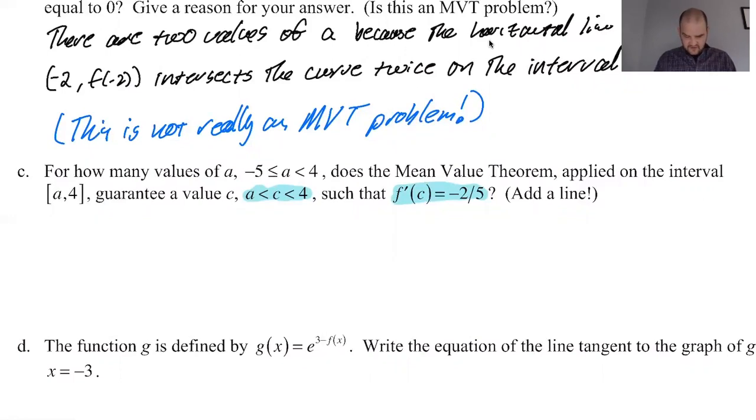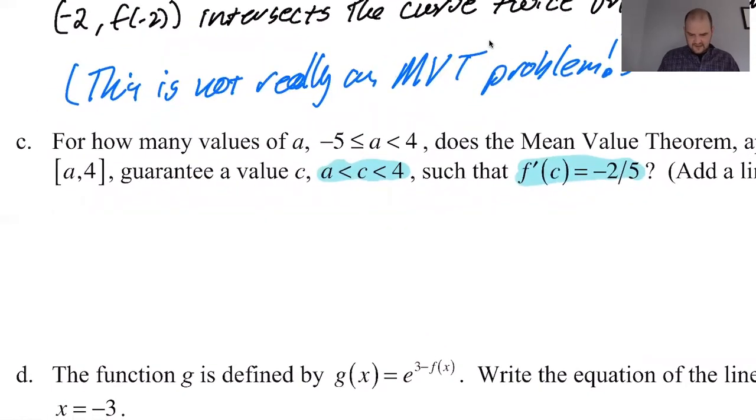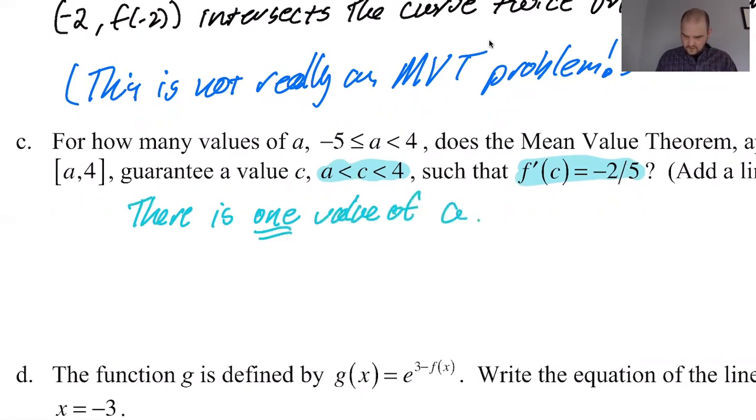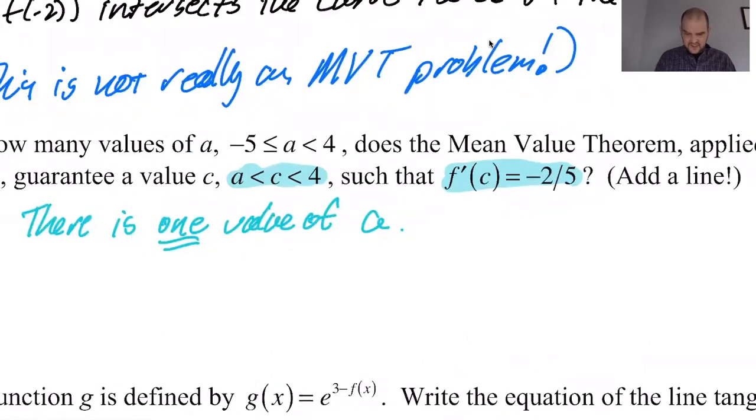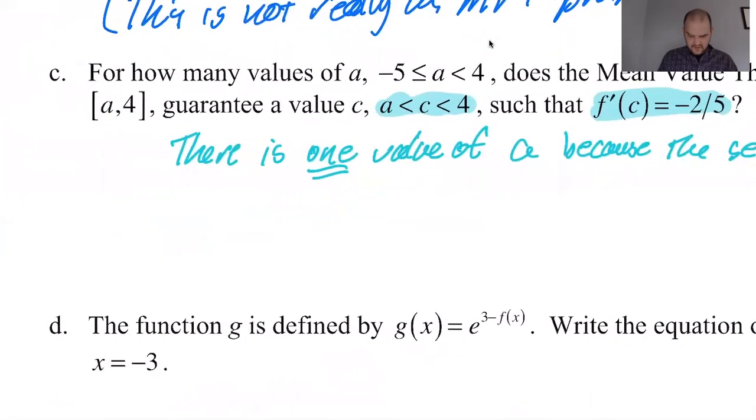All right, so for how many values? There's one value of A. So I'm going to say there's one value of A, one value of A. So I'm going to say there's that period that I always put, because the second potential value is less than -1.